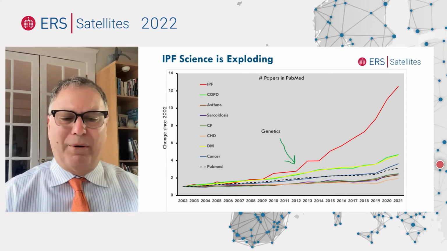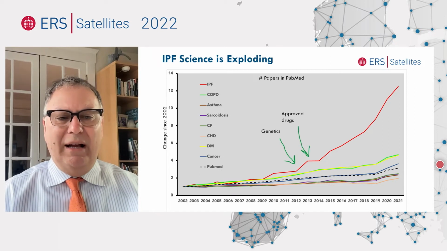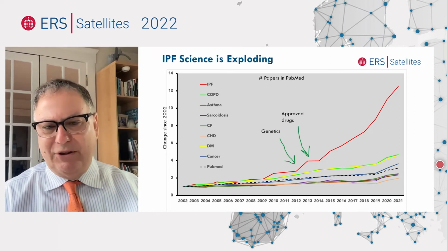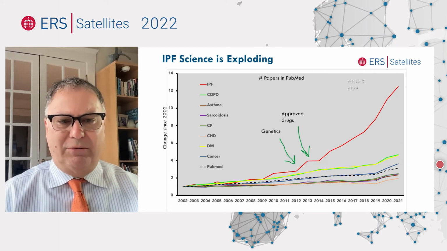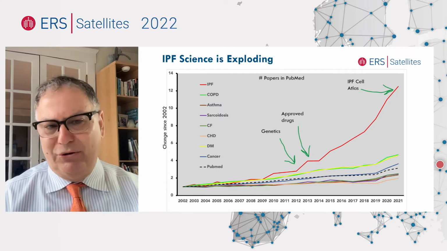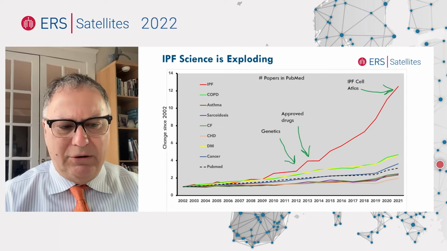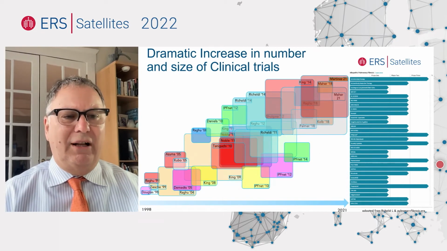Why has this happened? Probably the discovery of the genetics of IPF, which again was mentioned, and the two FDA-approved drugs. It really generated interest, increased funding, and really caused this explosion of information. I will also mention something that I hope is more of my contribution, the detailed description of all the cells in the IPF lung, which has happened in the last 2 years.